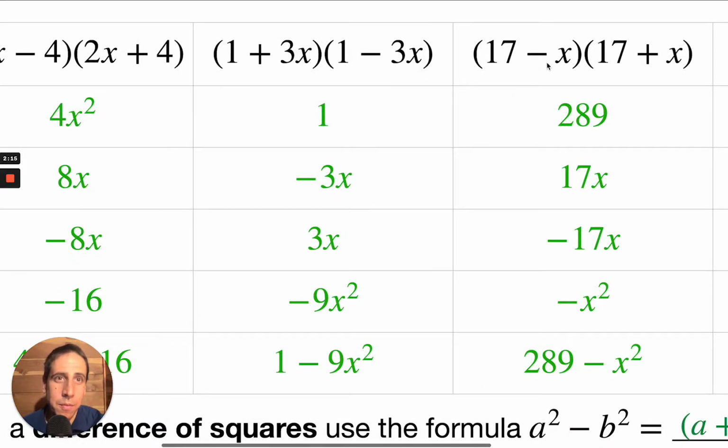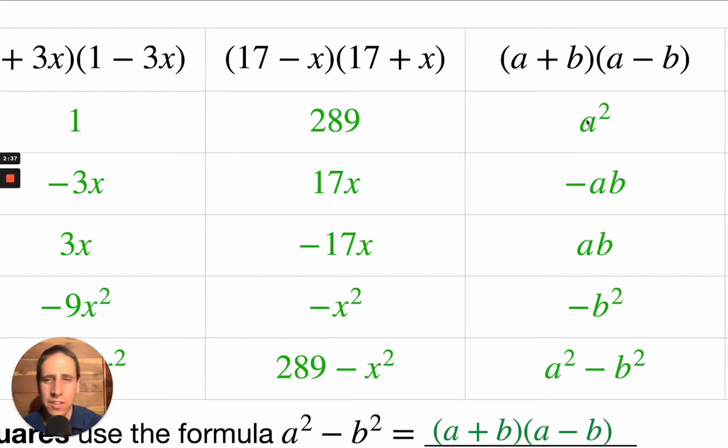Yes. 17 minus x and 17 plus x. So the first term is 289. The outside term is positive 17x, and the inside term is negative 17x. They're going to cancel too. Whew. The last term is minus x squared, so when you add them all up, you get 289 minus x squared.